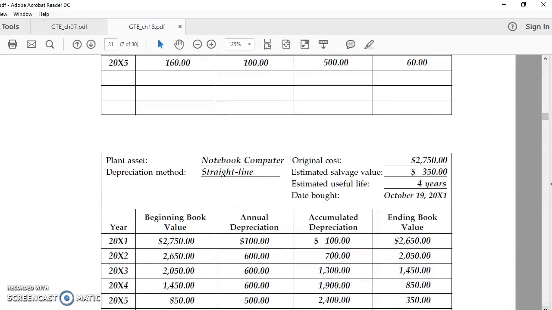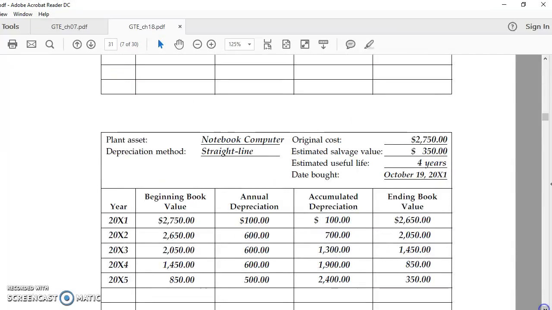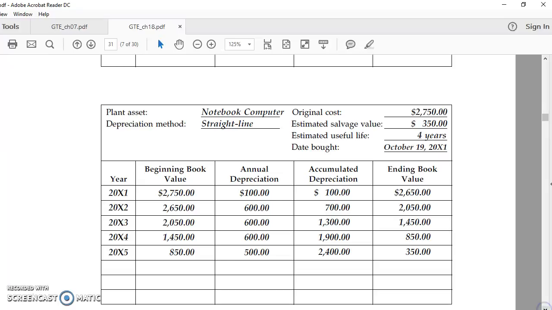That's the work together. There's a work together on the bottom here as well. That is a notebook computer. It's a straight line depreciation as well. The original cost of that notebook computer is $2,750. The estimated salvage value is $350, and you have 4 years of its useful life. October 19th, 2001, you are going to be depreciating this asset for.